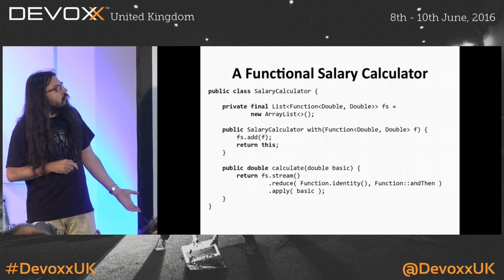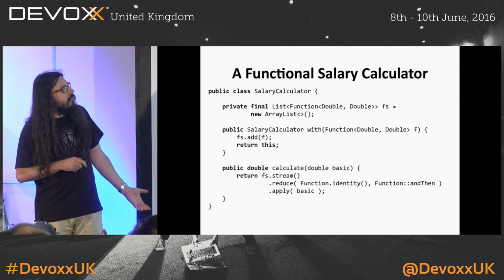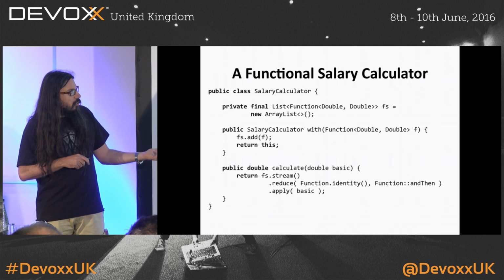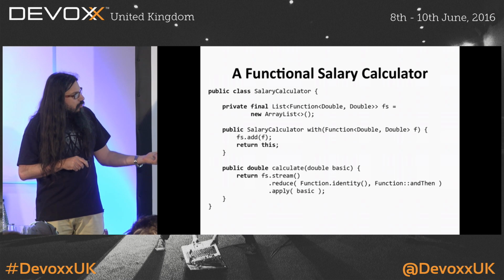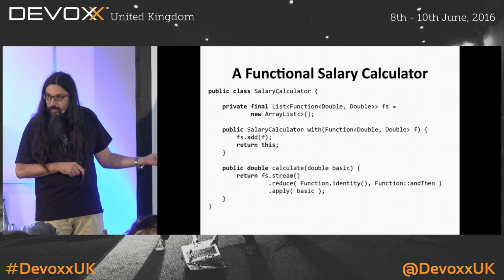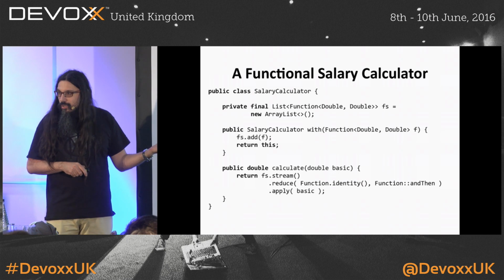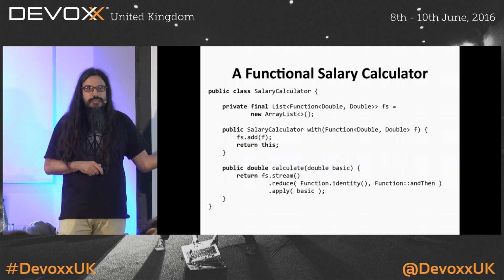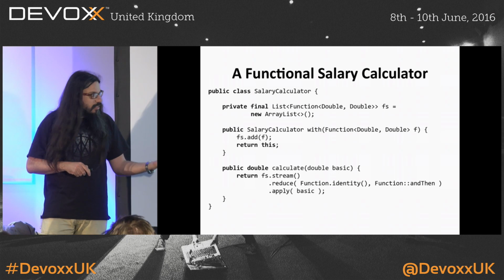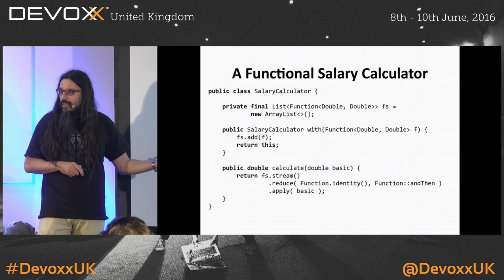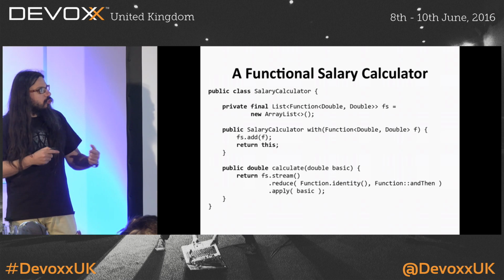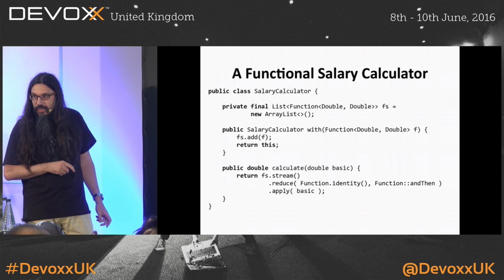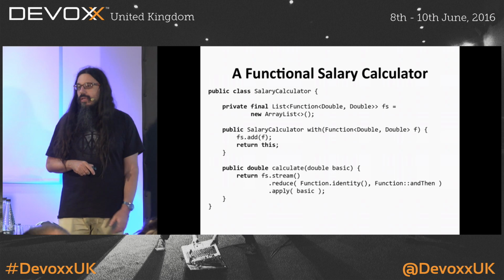Okay, so what you do is that you can have a list of these functions, and when you say with, you add a function to this list, and when you calculate, you have a list of functions. You transform this into a stream, you start from the 0, that for function composition, of course, is the identity function. Okay? Start from a 0, and then you compose with andThen. Okay? And at this point, you have a function that is the composition of the functions you passed here. And then you can just call apply on that function.